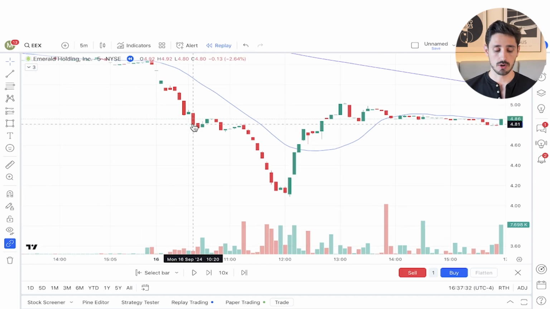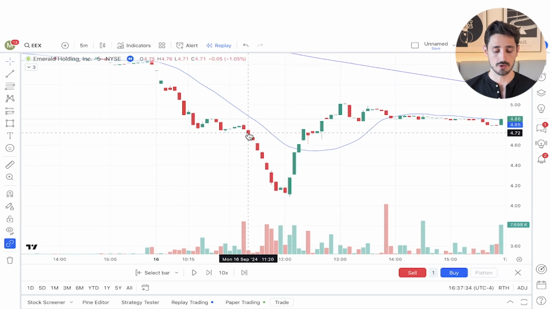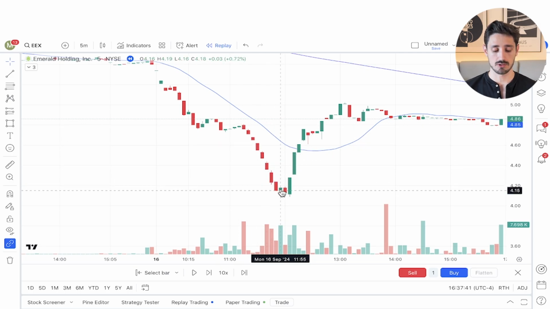We started moving lower, we kind of based, and then we had 1, 2, 3, 4, 5, 6, 7, 8, close to 9 red bars in a row. Aside from this one little green bar, it was essentially 9 red bars in a row. And the red bars definitely became increasingly larger.